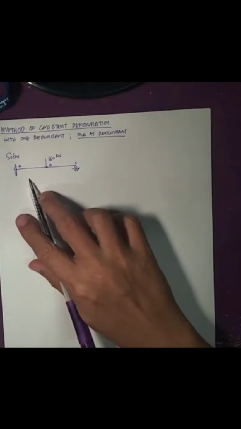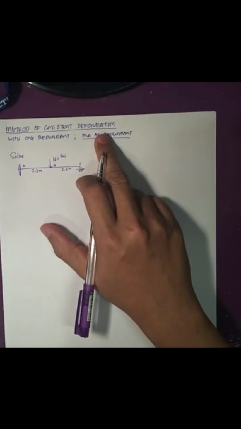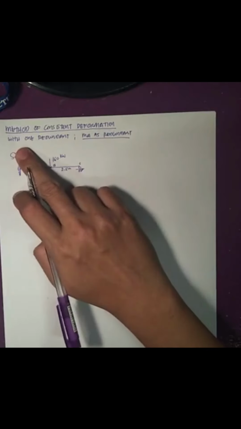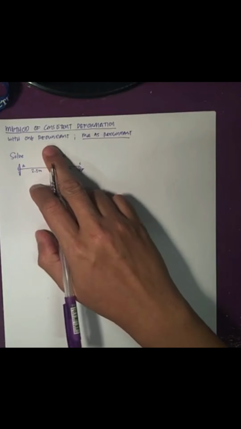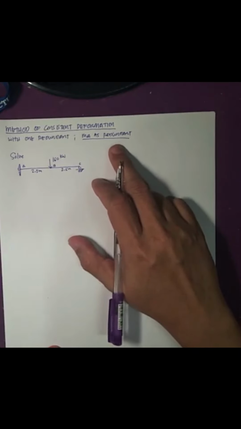We're going to solve the same problem. We have a prop cantilever beam with a concentrated load at midspan of 160 kilonewtons, using the method of consistent deformation or superposition method with one redundant. This time we're going to consider M sub A as our redundant.